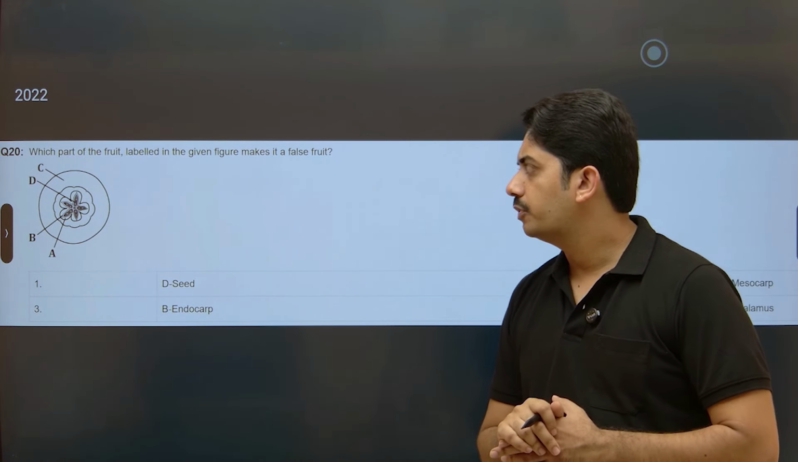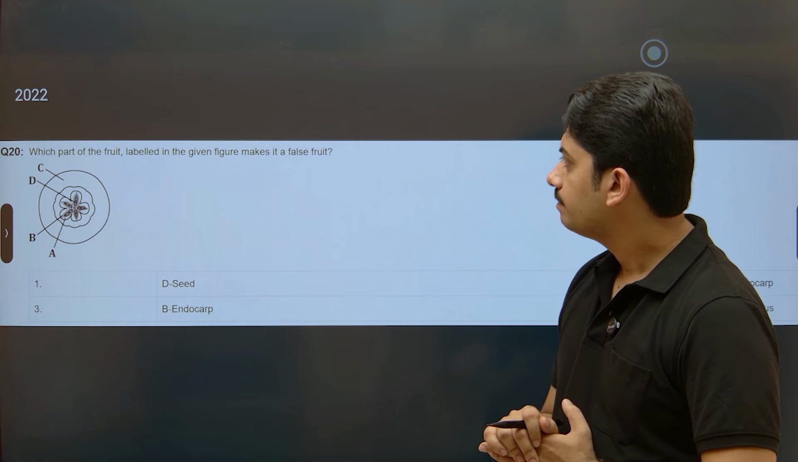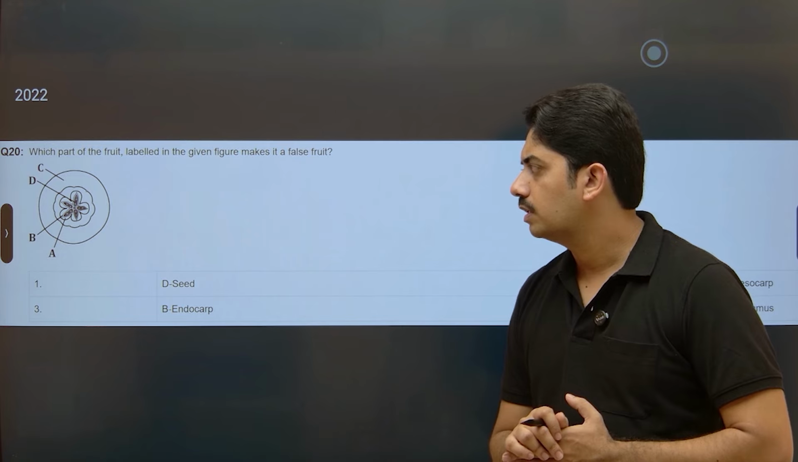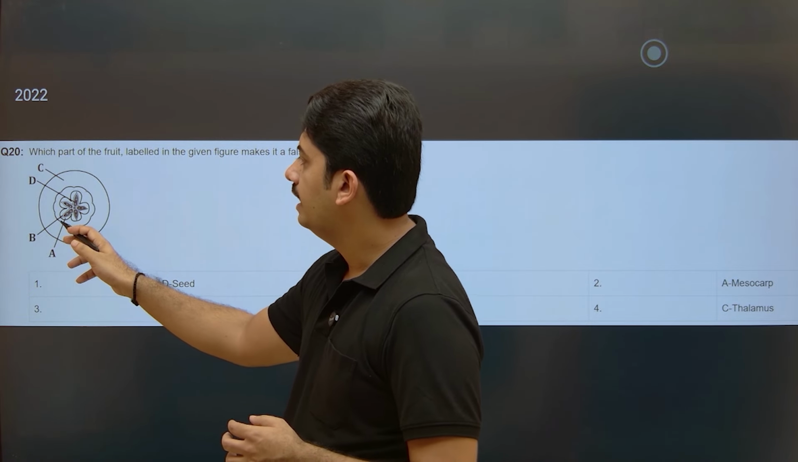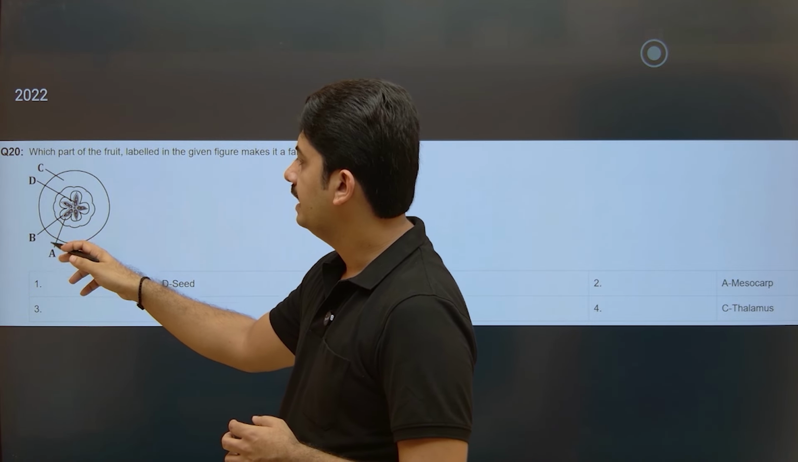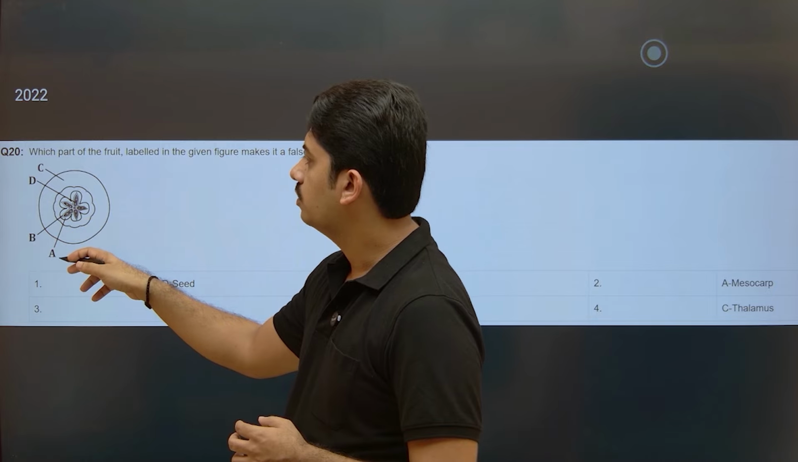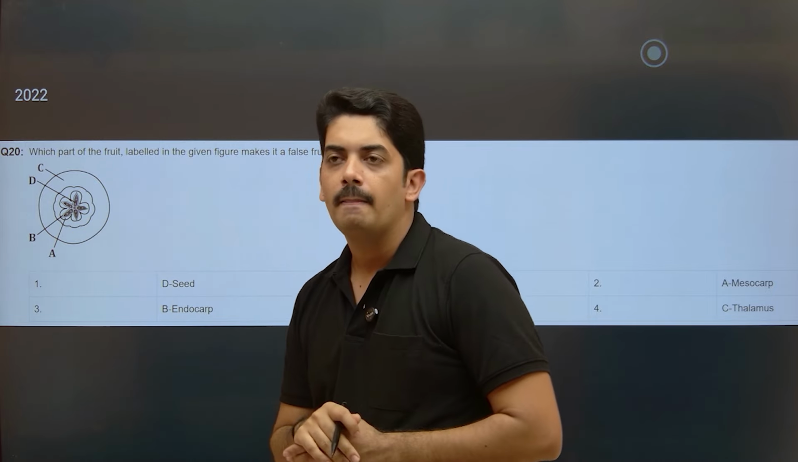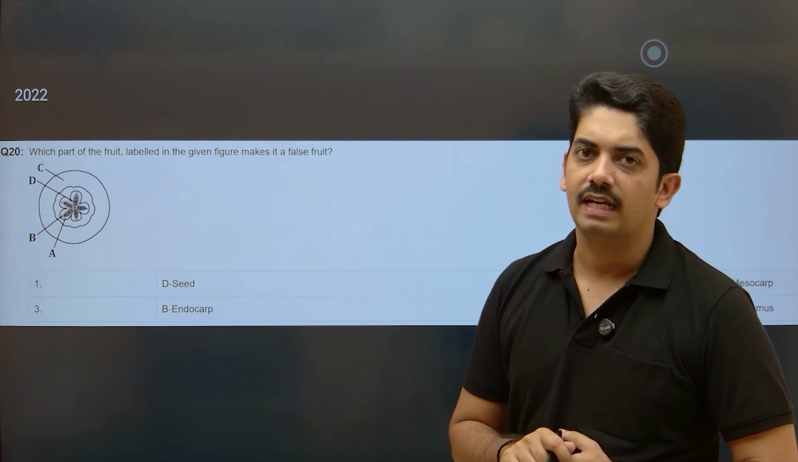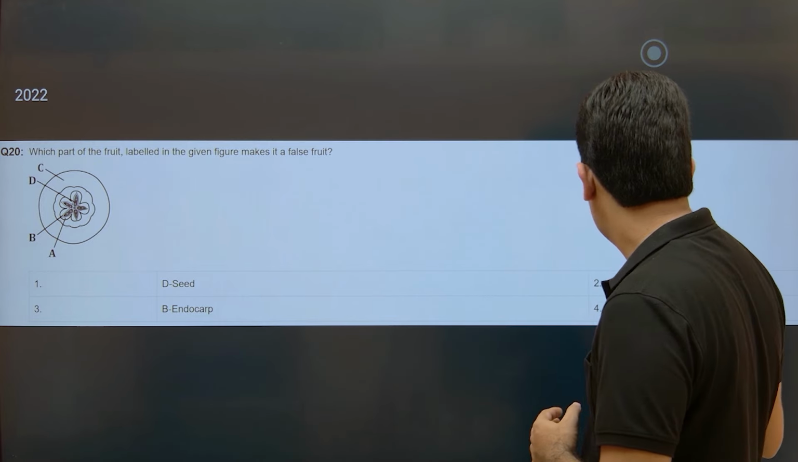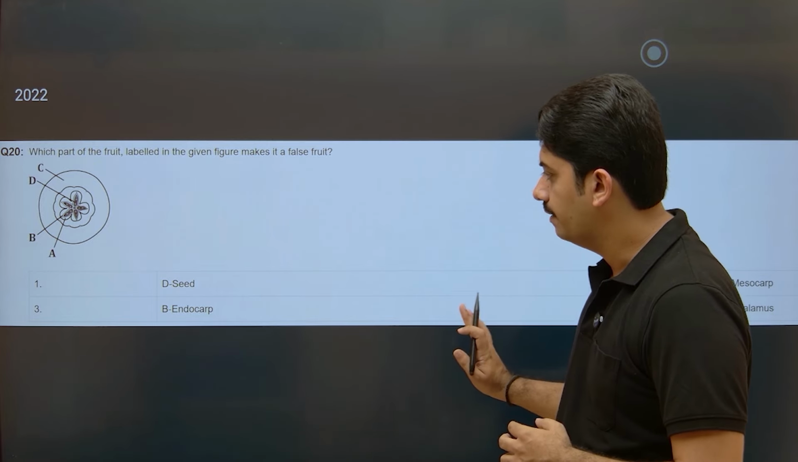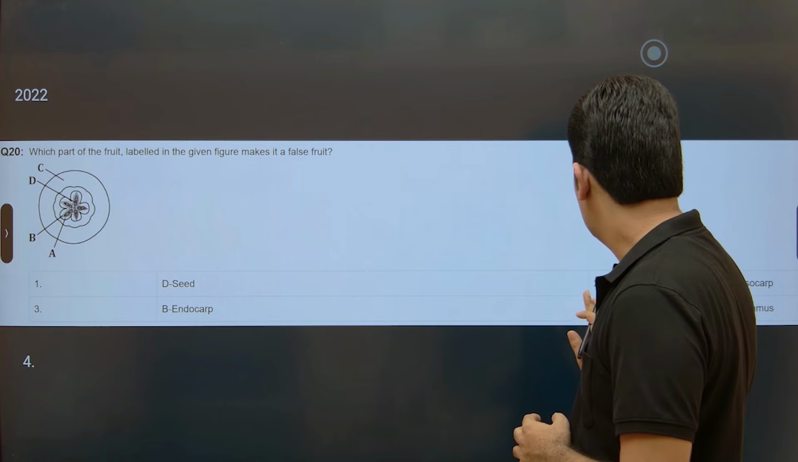Which part of the fruit labeled in the figure makes it a false fruit? If you observe here, D represents the seed and B represents the seed coat, and this represents the true fruit, and C represents the thalamus. In apple, actually, the thalamus acts as a fruit. So here you can say C, thalamus, acts as a fruit. So that is the 4th option.